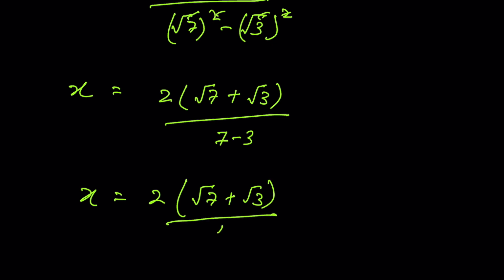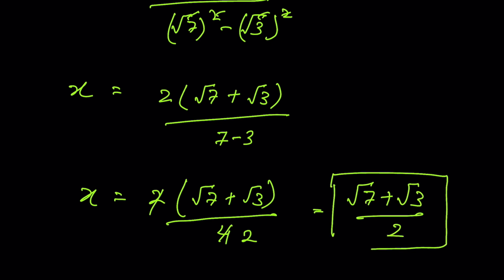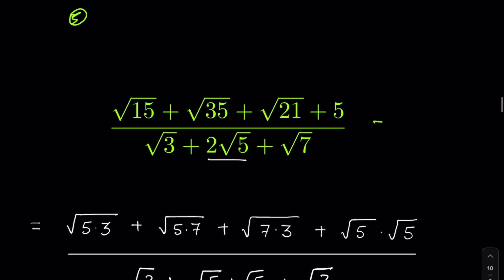7 minus 3 is 4, 2 times 2 is 4, so the answer is square root of 7 plus square root of 3 upon 2. This is the answer. So this is equal to square root of 7 plus square root of 3 upon 2.